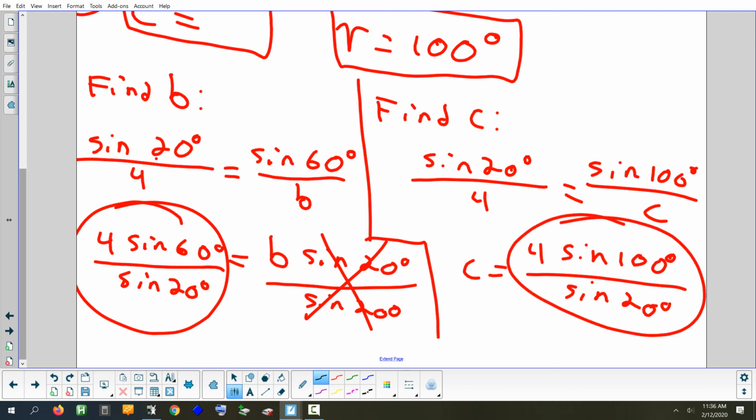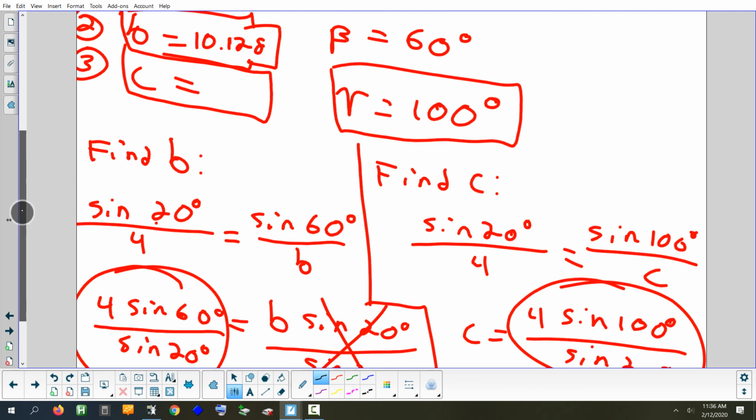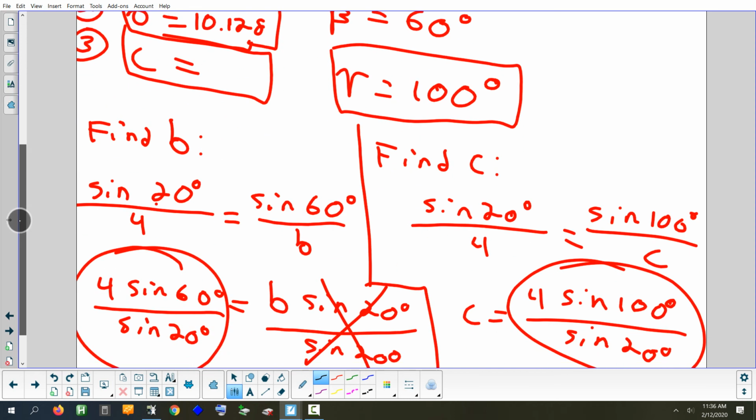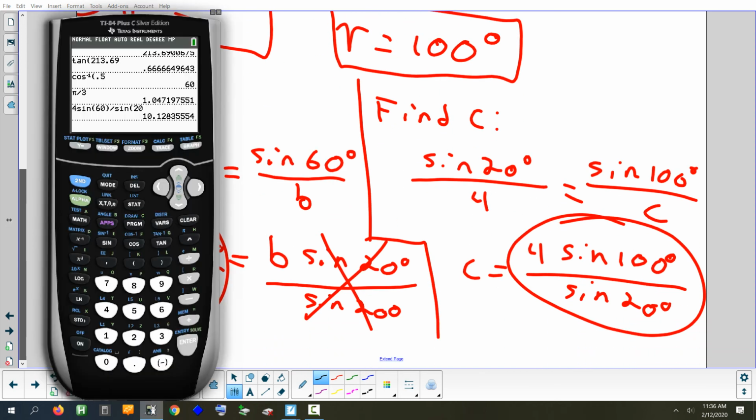Any question on how I got that? It's the same thing I did here. I just did it all in one step. Cross multiplied and divided by what would have been next to C. All right. Now before I type it in, we know that C should be the biggest side, but it can't be bigger than 14.128 because any 2 sides added together have to be bigger than the third. So it's between 10 and 14.